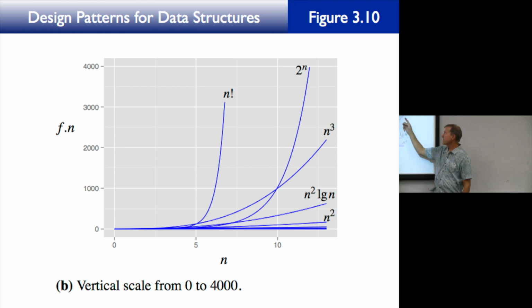What is 10 cubed? 1,000. What is 2 to the 10? 2, 4, 8, 16, 32, 64, 128, 256, 512, 1,024, roughly 1,000. You see that crossover point there? That's like 1,000.